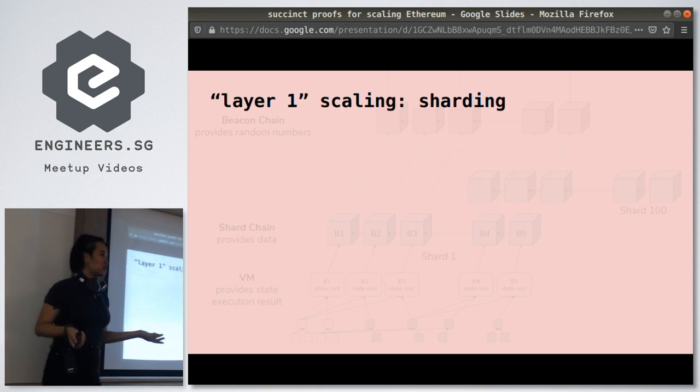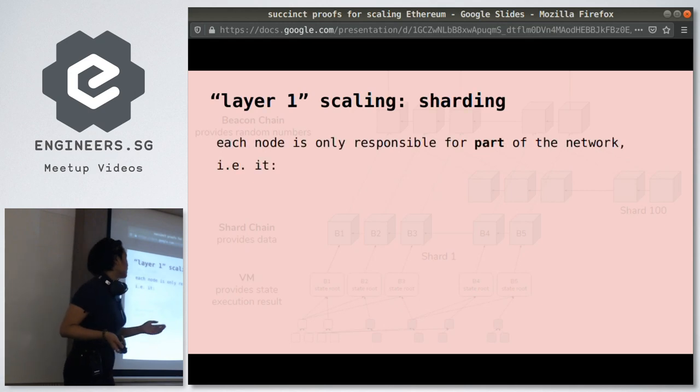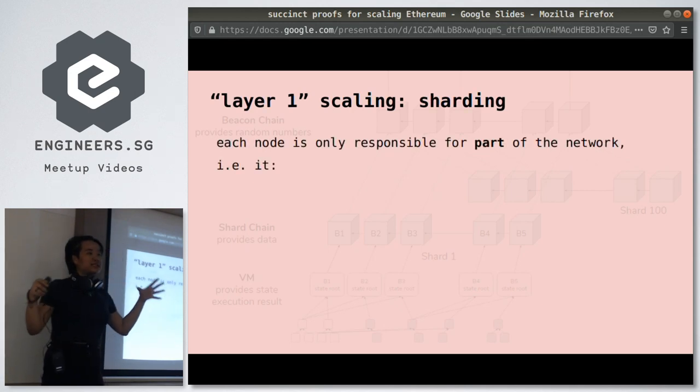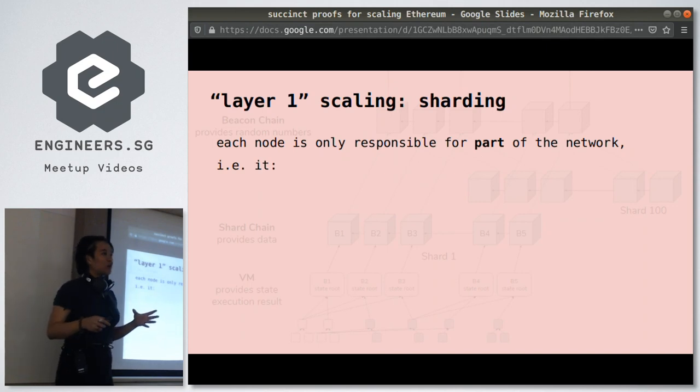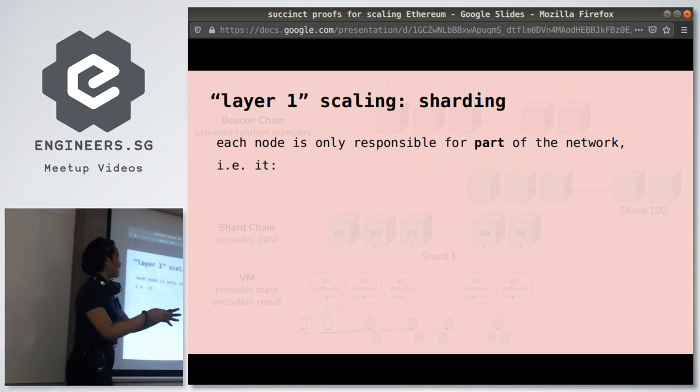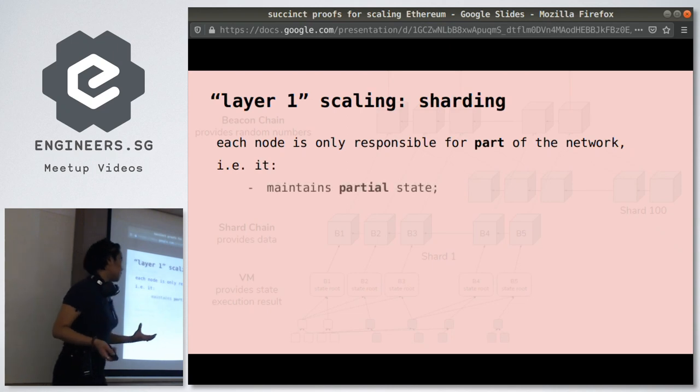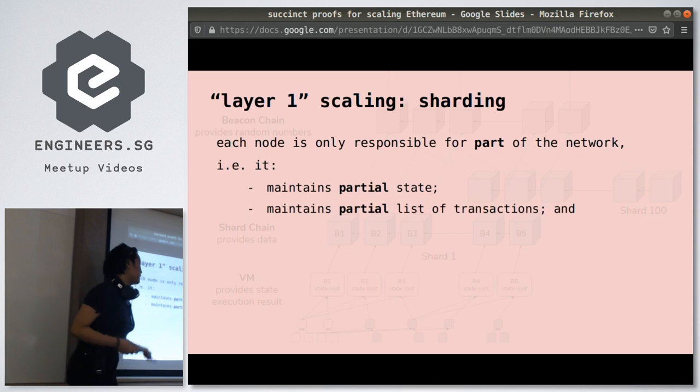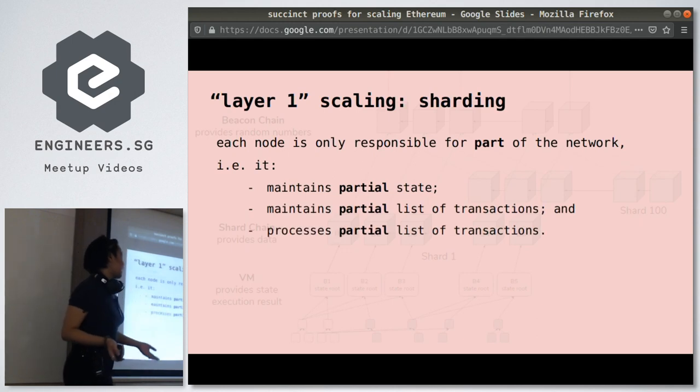Sharding is a very common thing in distributed systems. It's basically splitting the state of the system into several different parts. And we no longer require every node to know about the full state, but instead we only require each node to know about the part that it's responsible for. So instead of maintaining full state, it maintains partial state. It maintains only a partial list of transactions, and it only needs to process a partial list of transactions as well.